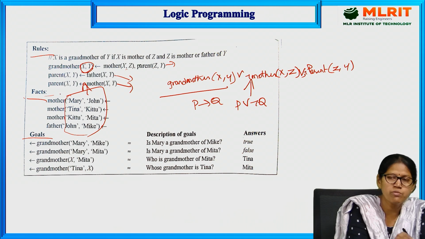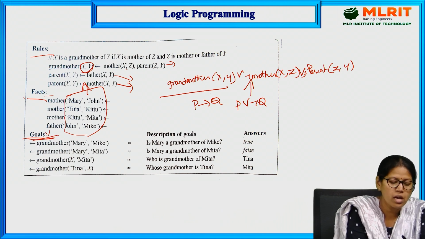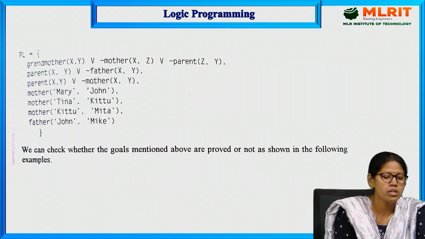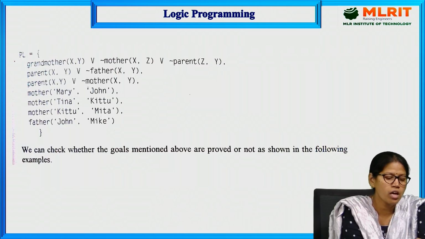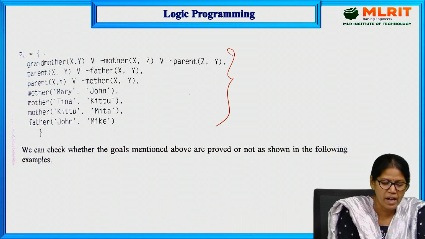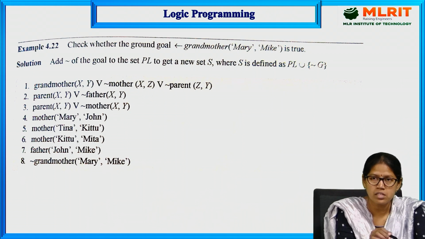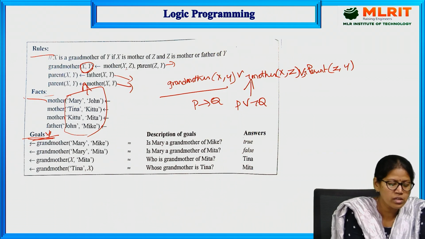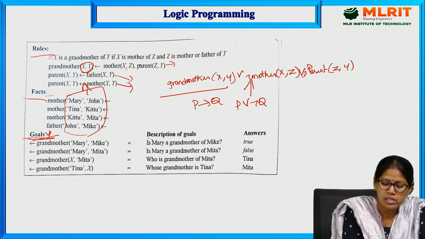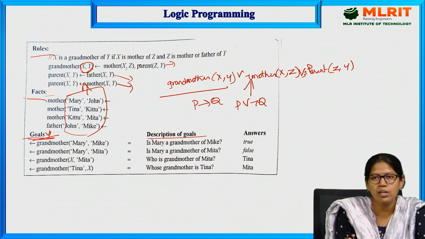Based upon these facts and rules, whether the goals will be yes or no, we need to find out by using logic programming. So in Prolog logic programming, we will write all the rules and the facts like this. Let us first answer the questions. The first goal: grandmother of Mary comma Mike. The description of the goal is: is Mary a grandmother of Mike or not?